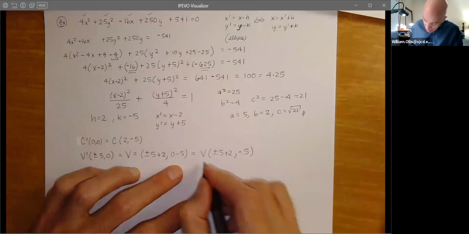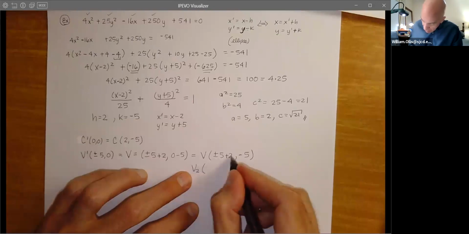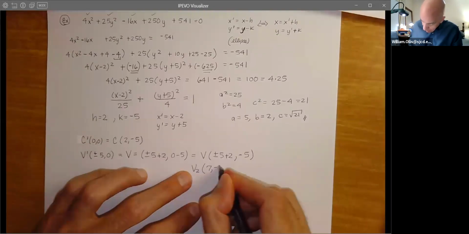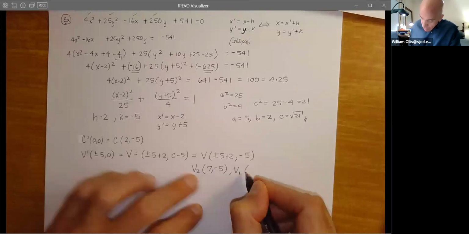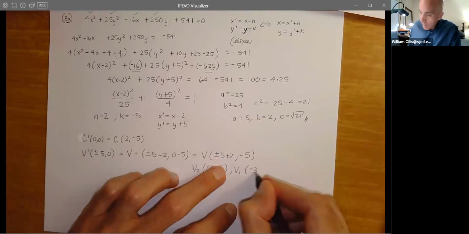So this will give us a B2. If we add, we get (7, -5). B1, if we have the subtraction, that gives us what? (-3, -5).